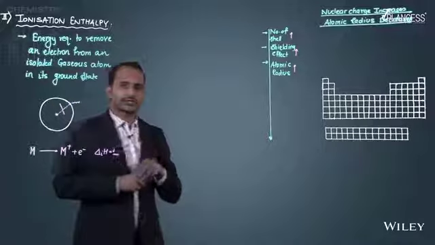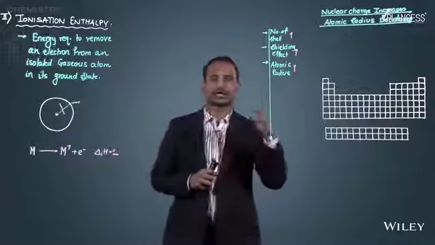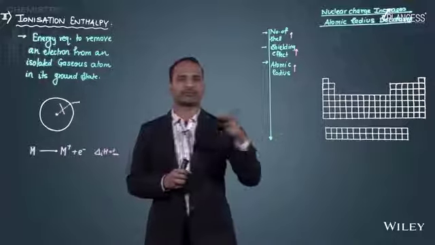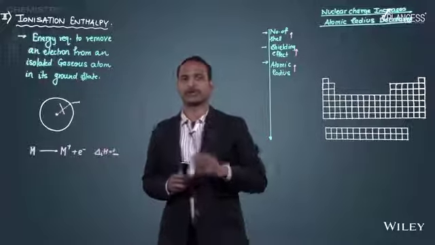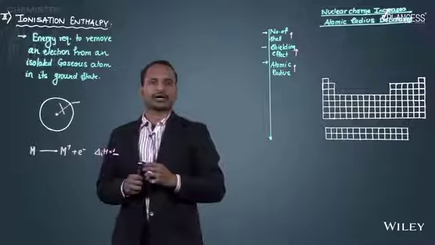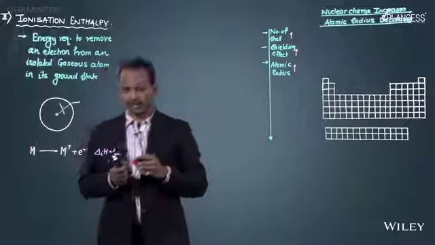Okay. Now let's talk about what happens to the ionization enthalpy when we move from left to right across the periodic table, or let's see what the different factors are which affect the ionization enthalpy.